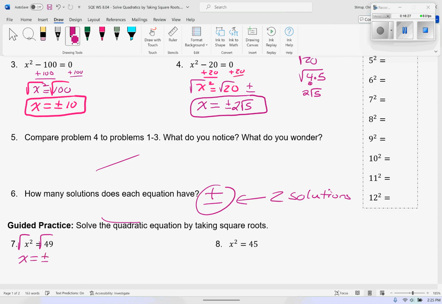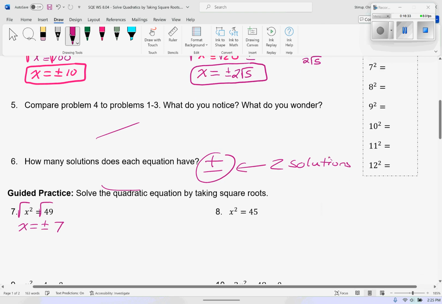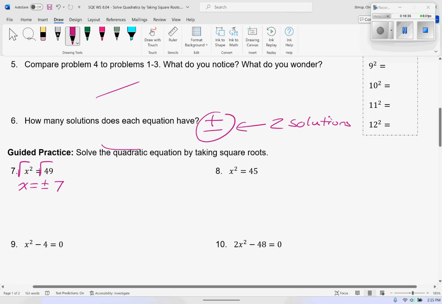Plus minus. What's the square root of 49? 7. Okay? Following, Sean? We got a problem there. Yeah, do we got a problem? All right. Root. Don't forget what?